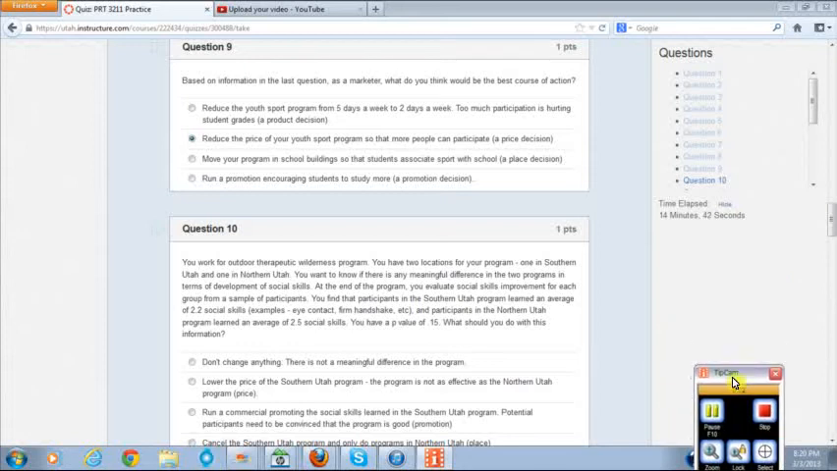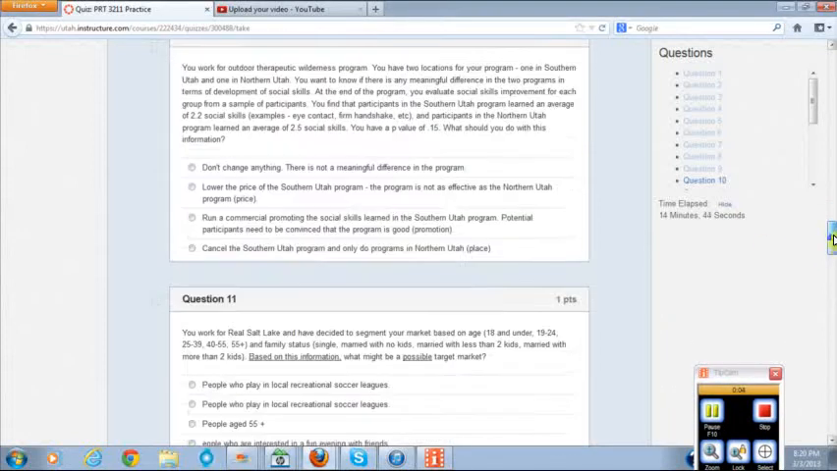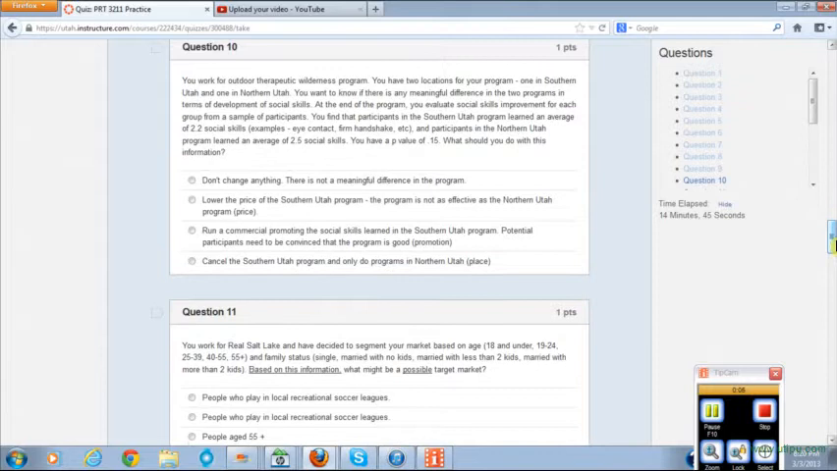And hello again. We are continuing our review of this quiz, and we are on question number 10. You work for an outdoor therapeutic wilderness program. You have two locations for your program, one in southern Utah and one in northern Utah. You want to know if there's a meaningful difference in the two programs in terms of development of social skills. At the end of the program, you evaluate social skill improvement for each group from a sample of participants.